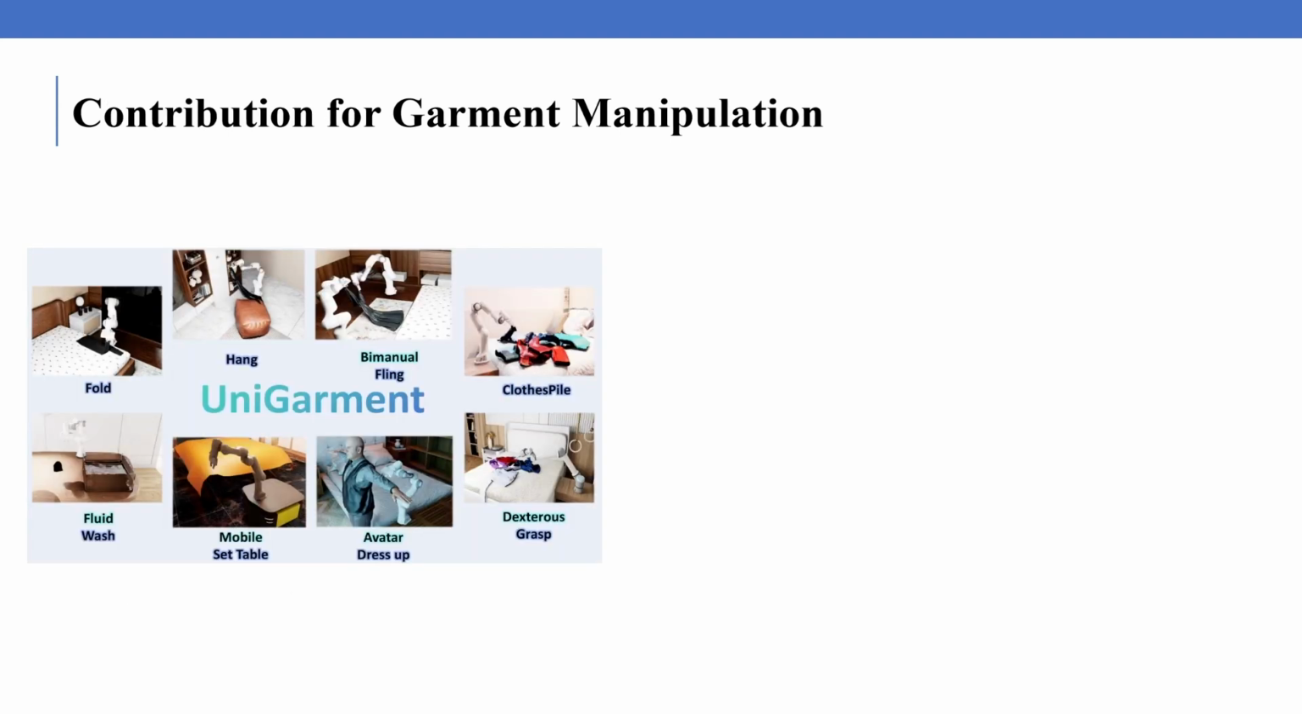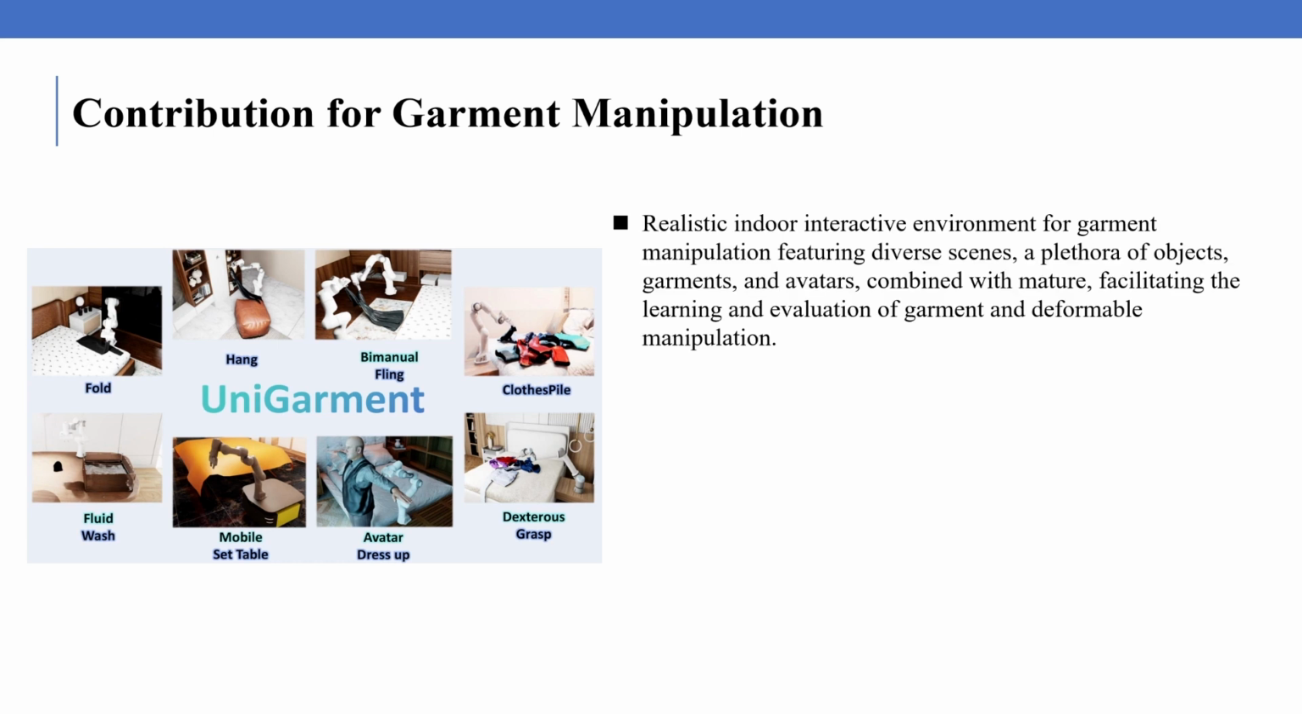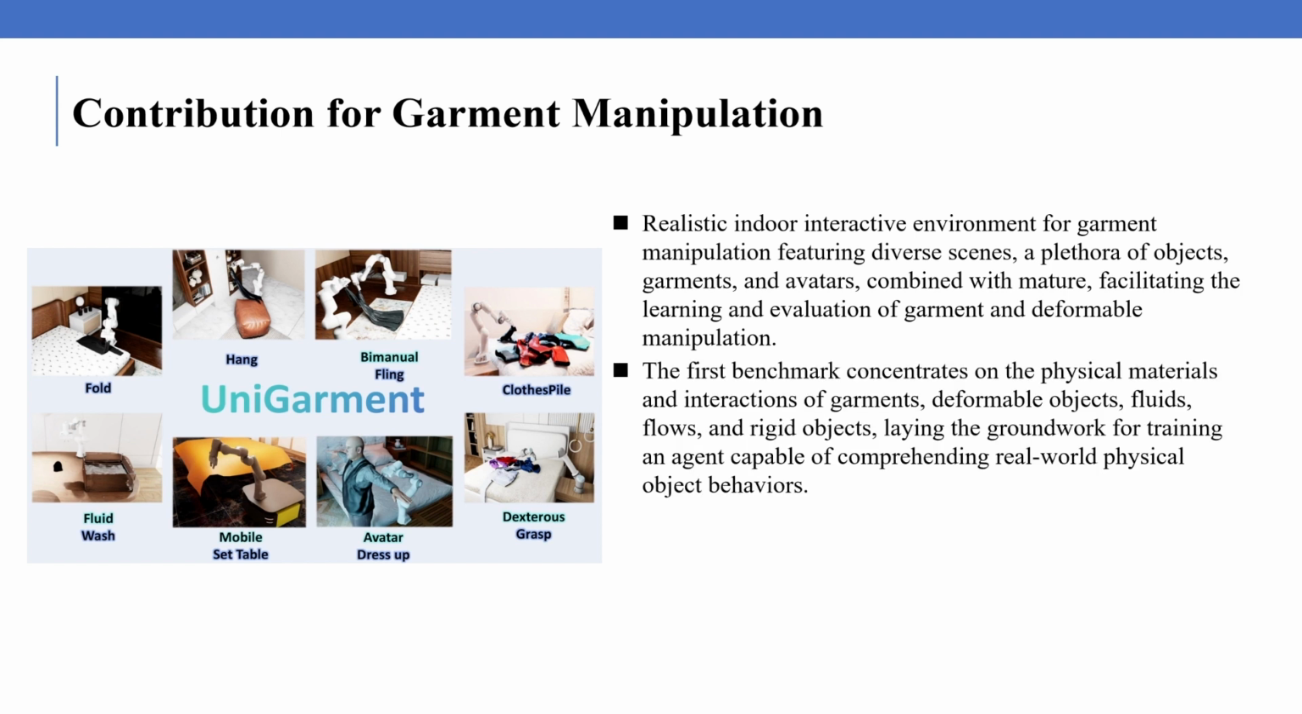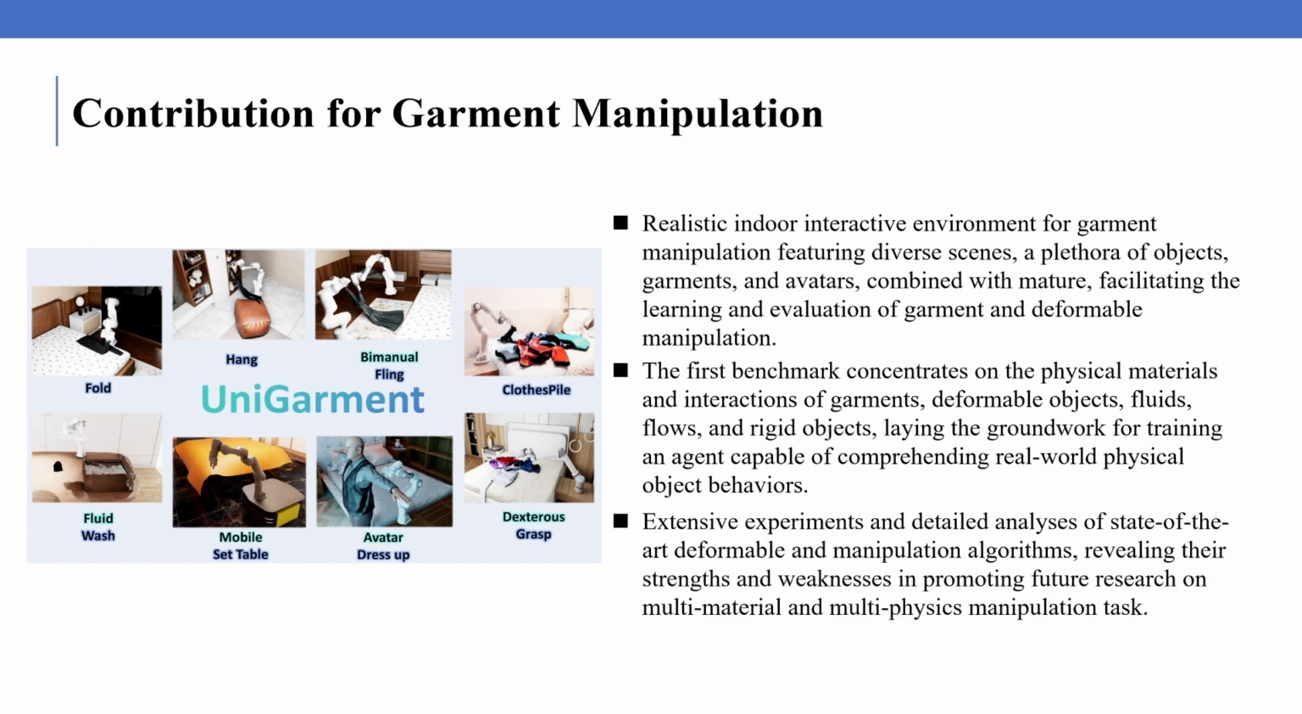The main contributions of our work can be summarized as: a realistic indoor interactive environment for garment manipulation featuring diverse scenes; the first benchmark that concentrates on the physical materials and their interactions with garments; and extensive experiments and detailed analyses of state-of-the-art algorithms. UniGarment aims to integrate state-of-the-art physical simulation methods, modern graphics rendering engines, and user-friendly interfaces into a unified framework.